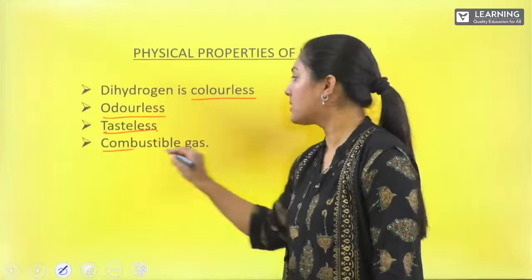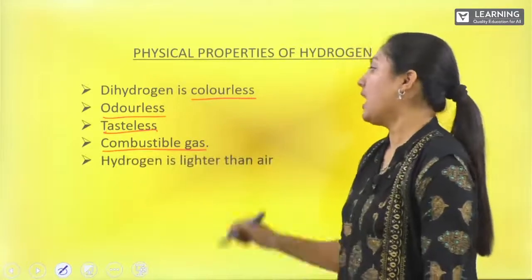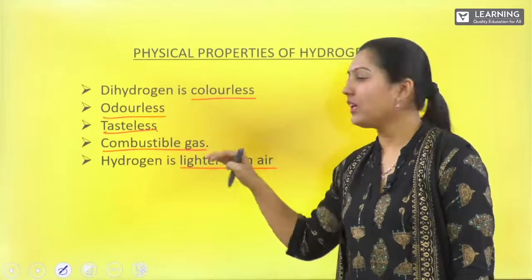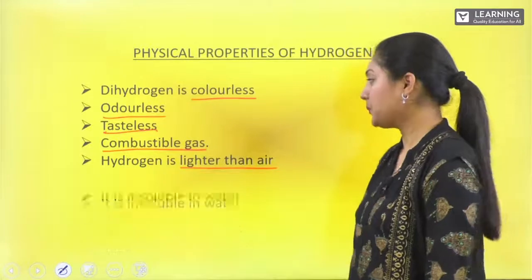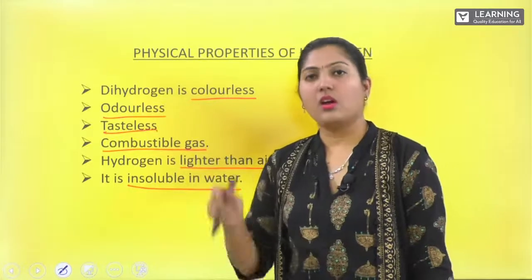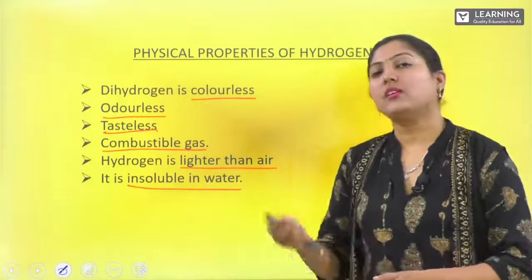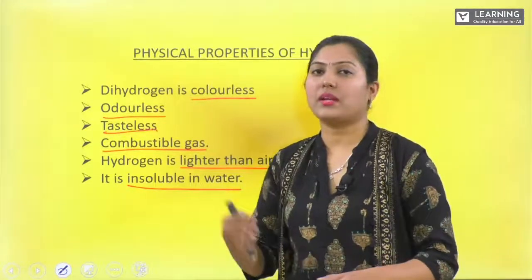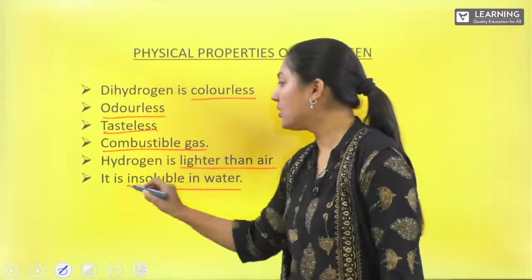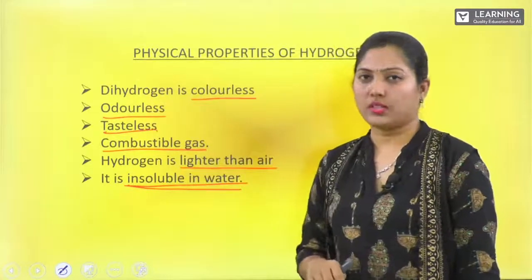Combustible gas, yes, it catches fire soon, so we can say it is a combustible gas. Hydrogen is lighter than air. This is the important thing, it is the lightest element. It is insoluble in water. We know carbon dioxide is soluble in water, oxygen is soluble in water. Why is oxygen soluble in water? Do you know the advantages of that? When oxygen is dissolved in water, aquatic animals and plants can easily utilize that dissolved oxygen. Here, hydrogen is not soluble in water. That means hydrogen is insoluble in water.